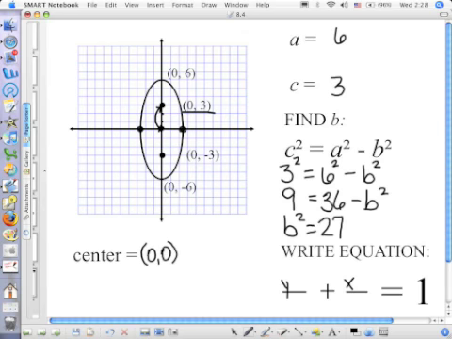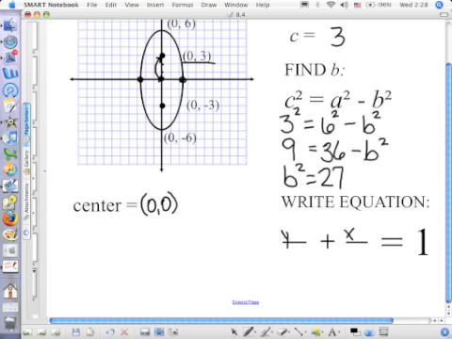And I have the information that I need because watch. I already said y comes first because of the direction of this thing. And I'm supposed to subtract the y coordinate of the center. So I'm subtracting nothing from this, and then I square it. And then I'm supposed to subtract the x coordinate of the center, which is 0, and I square it. And this is a squared. What was a squared? 36. And what goes under here? B squared, which I just found. B squared equals 27. And you have the equation of your ellipse.